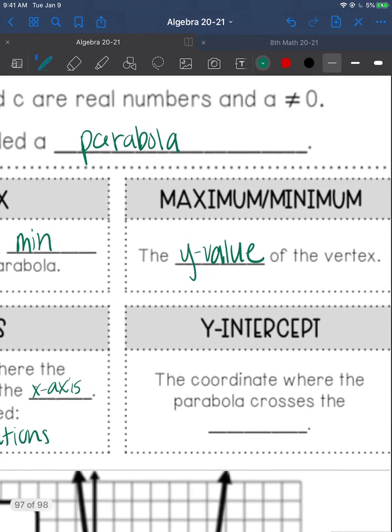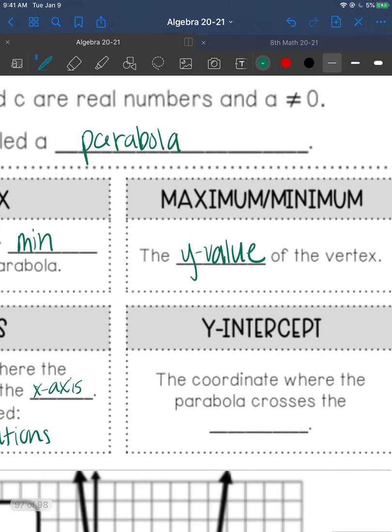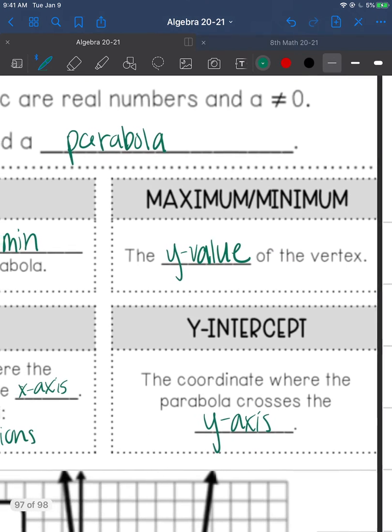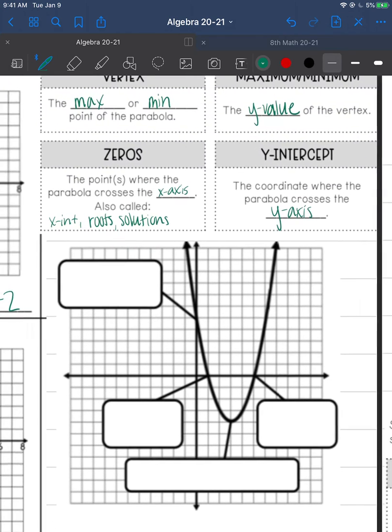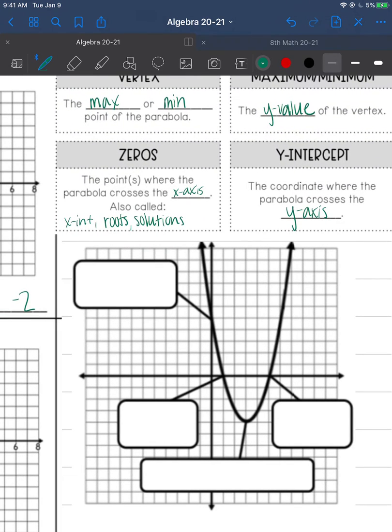So that's the zeros. And then y-intercept, I'm hoping we're comfortable with this one. That's the coordinate where the parabola crosses the y-axis. Could be the minimum and maximum, does not have to be the minimum and maximum. But if we're looking at the different pieces on the shape, so this is our y-intercept. This is a 0. This is also a 0. And this is the vertex.